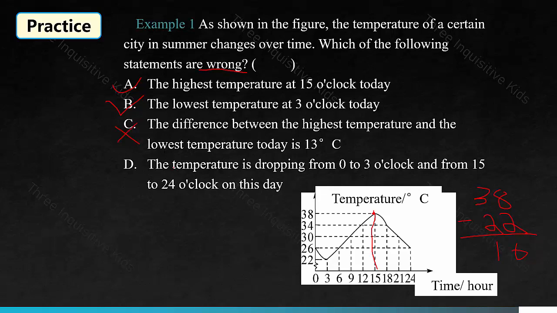Let's still look at letter D. The temperature is dropping from 0 to 3 o'clock and from 15 to 24 o'clock on this day. So 15 to 24 and 0 to 3. That's correct, which means our answer would be C.